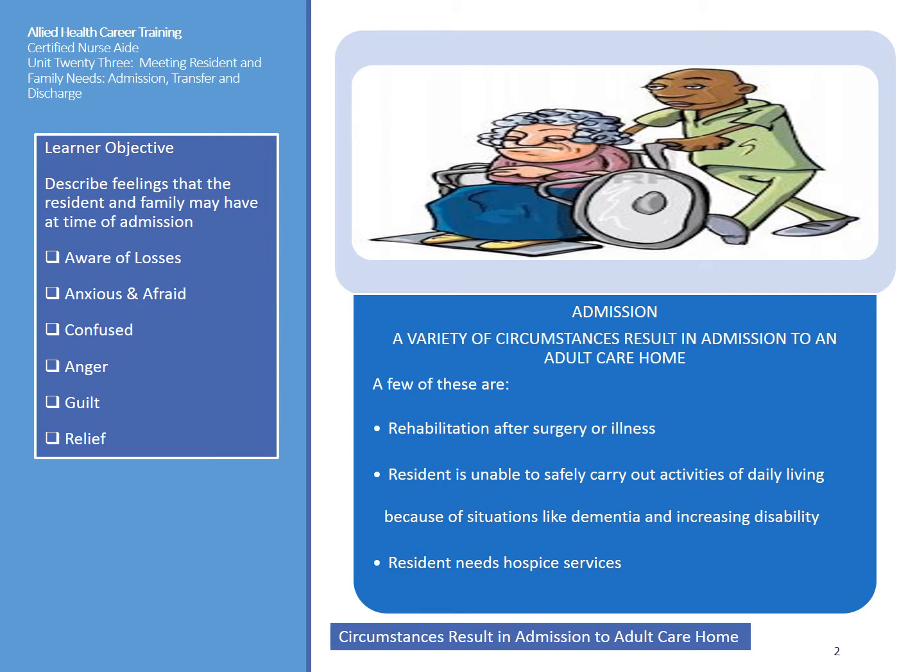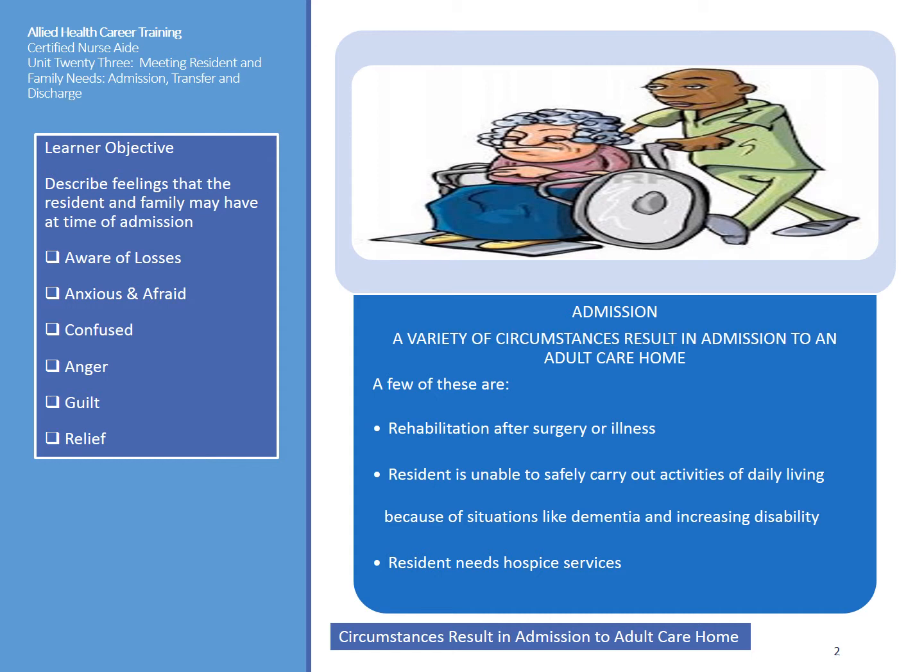When we talk about admission, we need to think about why a resident would be admitted to an adult care home. A few of these reasons include rehabilitation after surgery or illness. Maybe they've been in the hospital and they're trying to get better so they can go home or go back to assisted living or wherever they're supposed to be going.